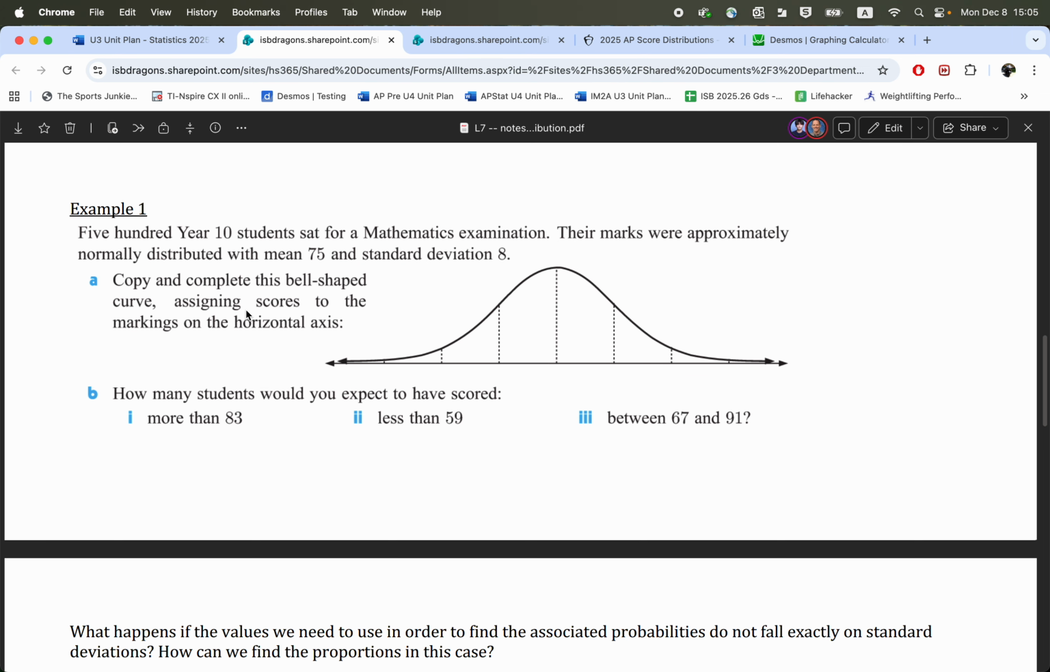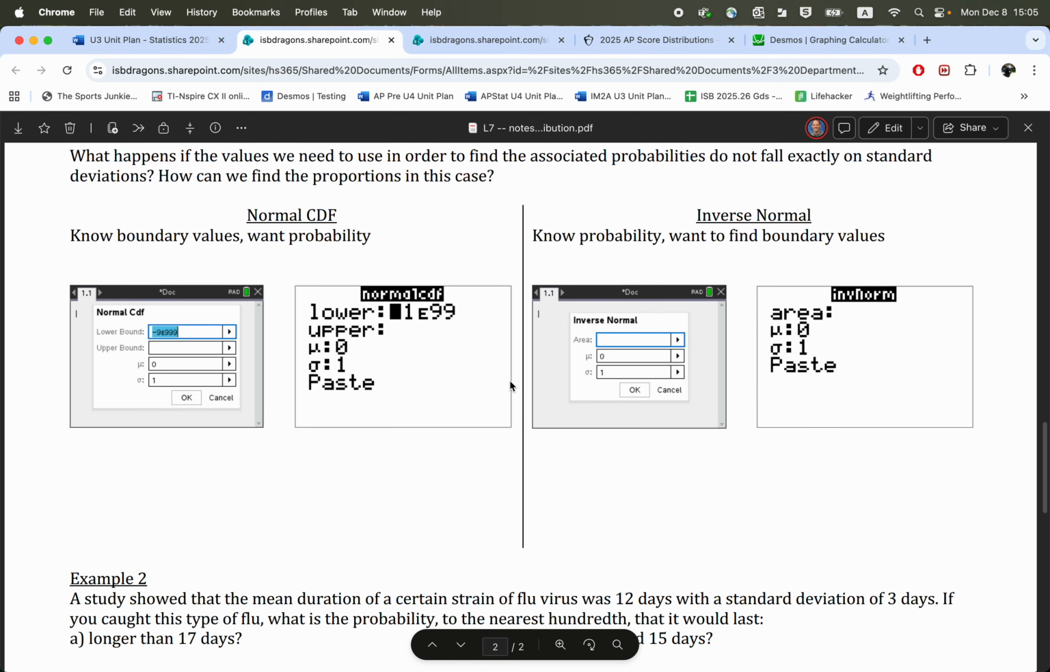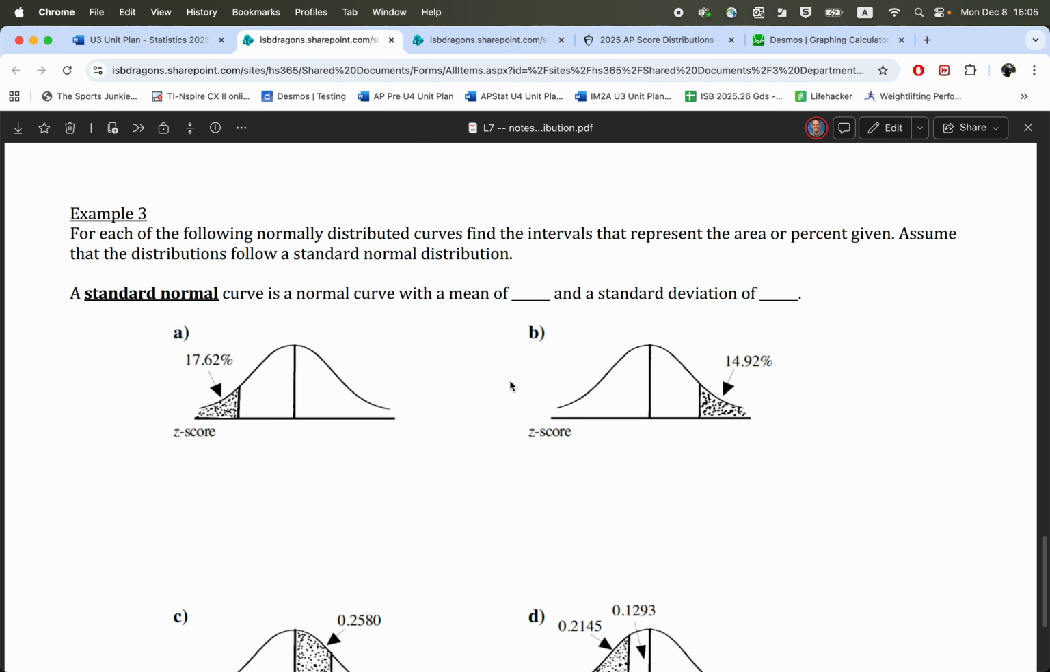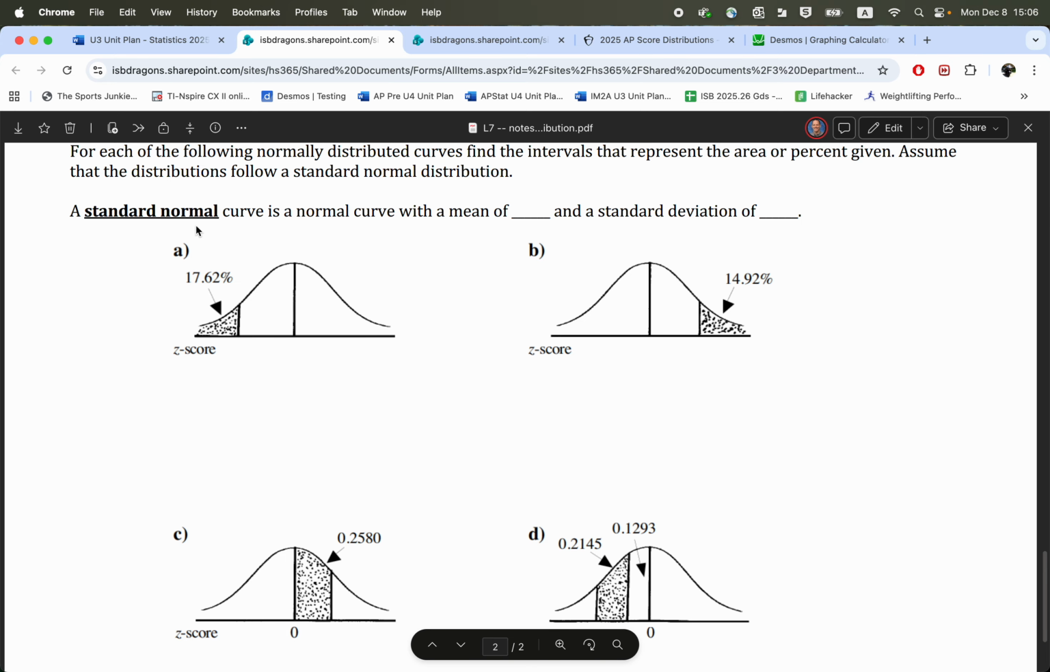In this case, we've got year 10 math students. We have a normal distribution with the mean of 75. That's going to be right here. We know the standard deviation is 8, and so we're going to find some different probabilities. So this will be using your typical normCDF on the Inspire, and then we'll do an example with a standard normal curve, which I'm not going to write here.